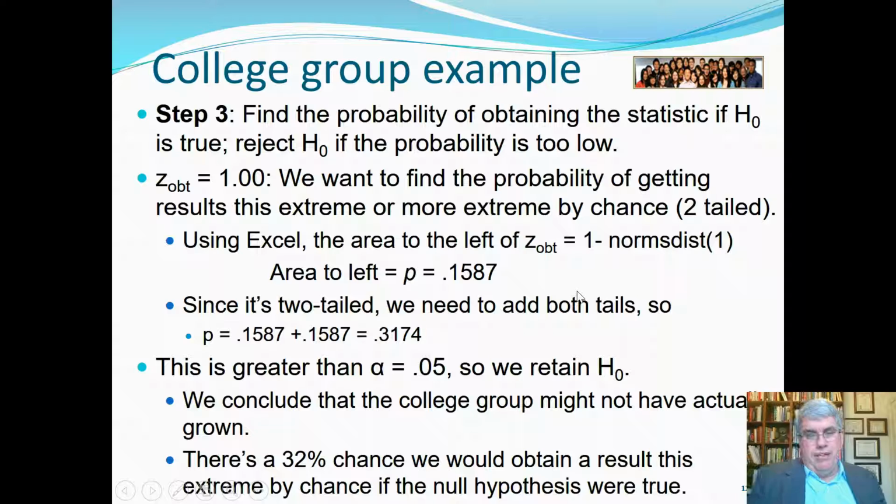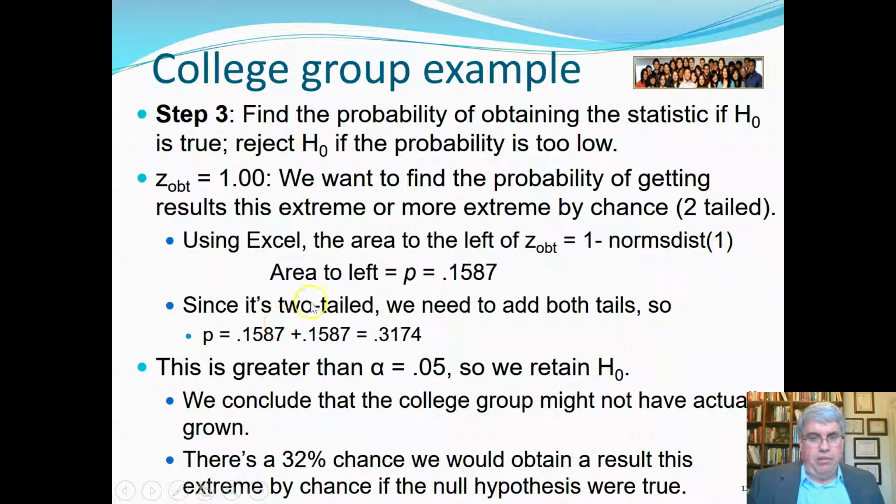Well, what we need to do is to find out, is that big enough? And so we need to find the probability of obtaining that statistic, that Z obtained equals 1.0, if the null hypothesis is true. And we're going to reject the null hypothesis if the probability is too low. If it's too freaky, like, oh, no way could we have gotten that low of a Z-score, we would reject the null hypothesis. However, if it's not too freaky, if it's not unusual, we're going to say, oh yeah, I guess we could have gotten that by chance.